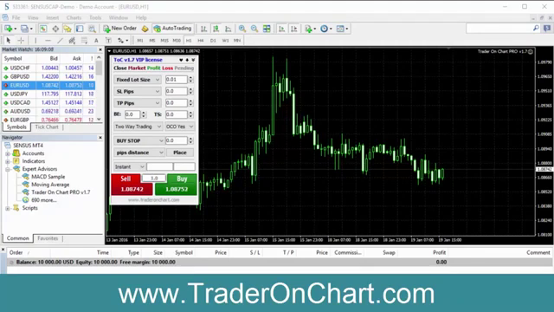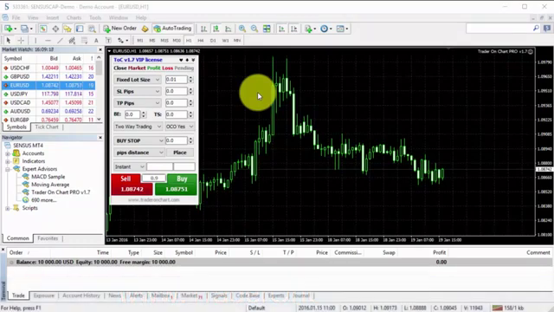Just give me a few minutes and I will show you how it really makes your trading easy. If you are fully into automated trading, then it's not the perfect application for you. But if you use manual trading and you trade every day or just a few times a week, it's really the perfect app for your MetaTrader.